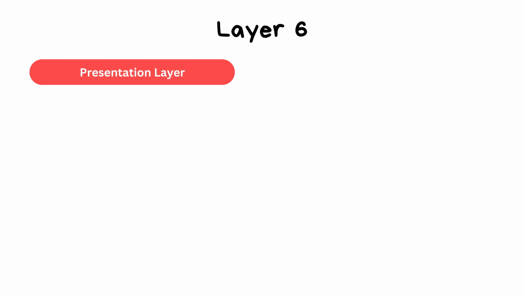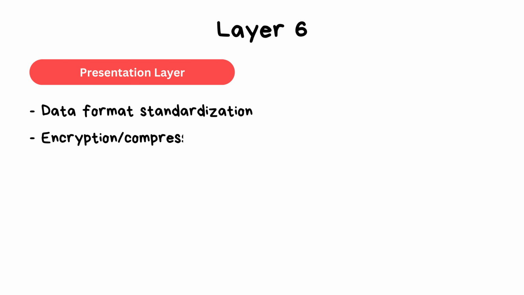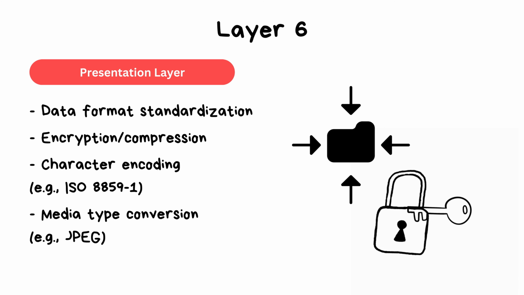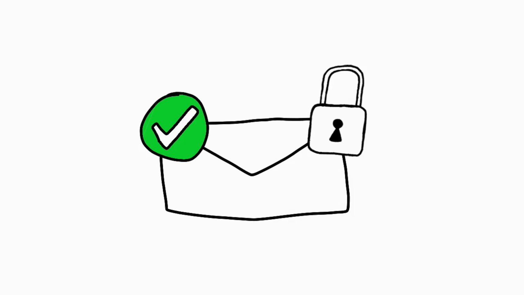Next, the email moves to the presentation layer. Here, the email is translated into a standard format that all devices can understand. This layer also handles encryption and compression. So, if your email contains sensitive information, the presentation layer will lock it up tightly, ensuring only the intended recipient can read it. It's like putting your letter into a secure envelope, ensuring it's both safe and neatly formatted.